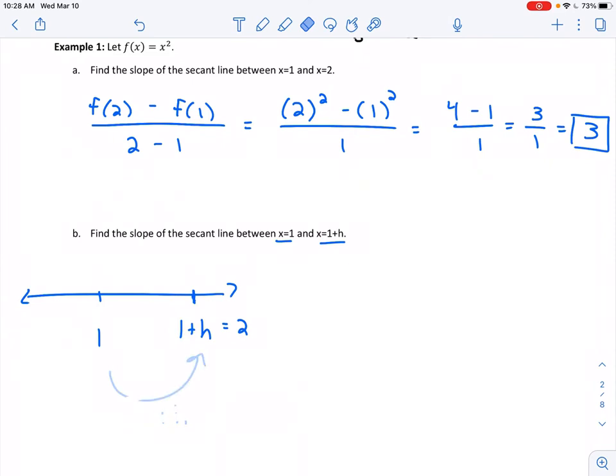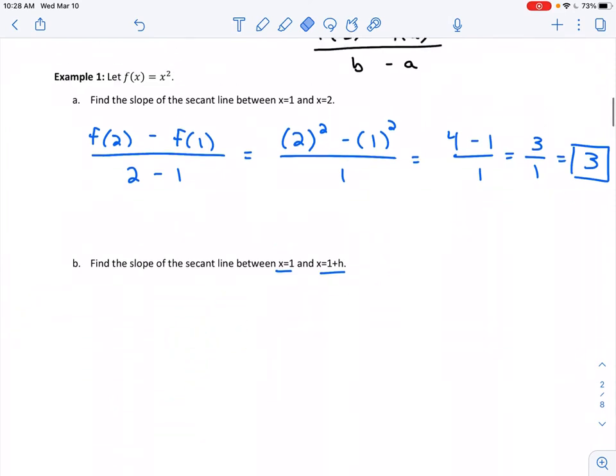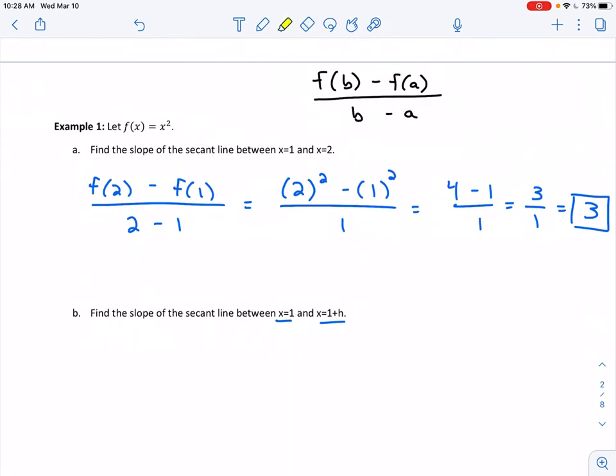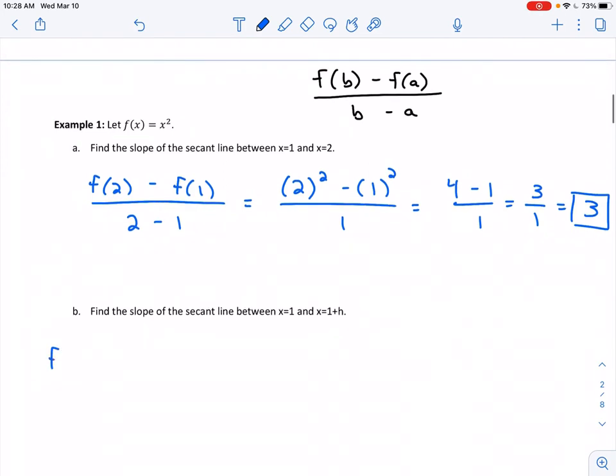But don't get too worried here. We have this other variable, but we're still using the average rate of change formula. We're still going to fall back to that right now. So I'm going to plug in 1 and 1 plus h into my average rate of change formula. So f of 1 plus h minus f of 1 divided by 1 plus h minus 1.